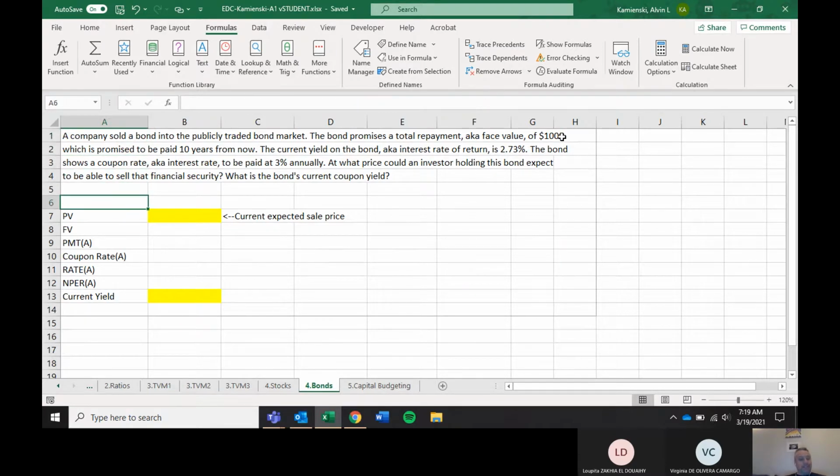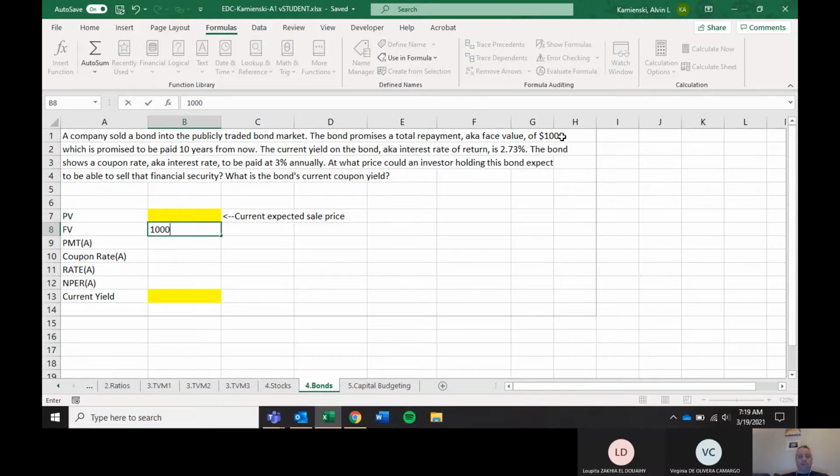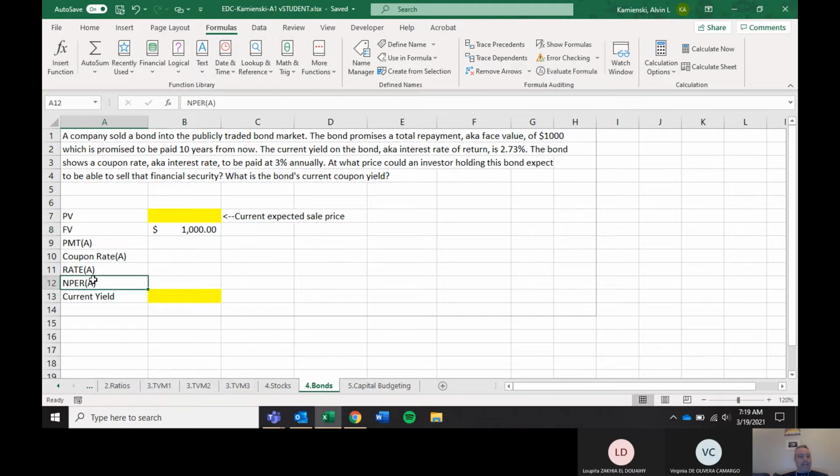So put yourself into a bond investor's perspective. What you've just told them is they can expect to get in the future $1,000. When will they get it? It's promised that it will be paid 10 annual periods from now. N per A, just meaning in years. 10. I can expect to receive that $1,000.